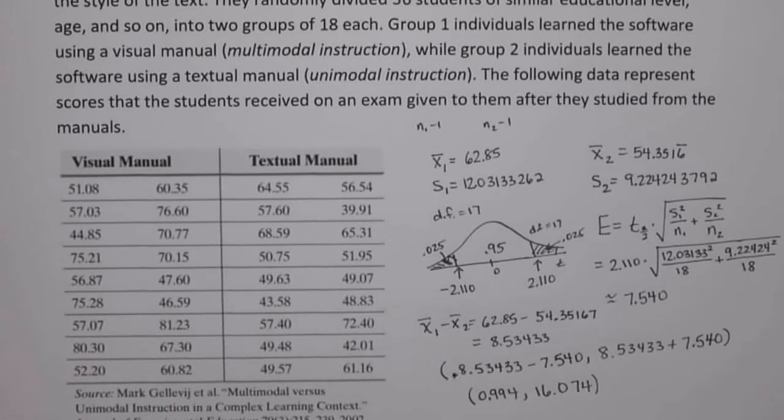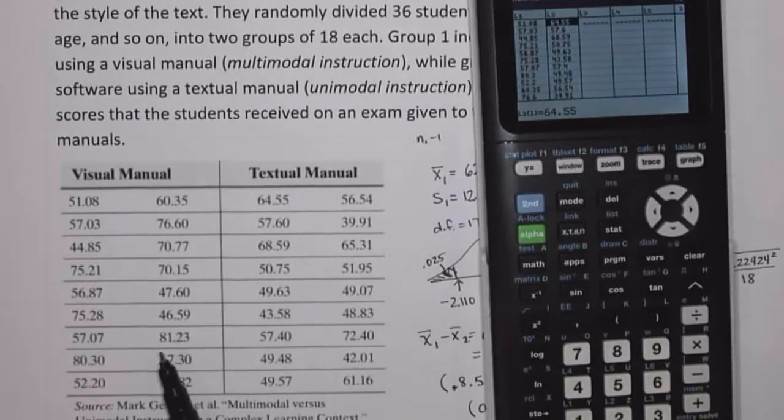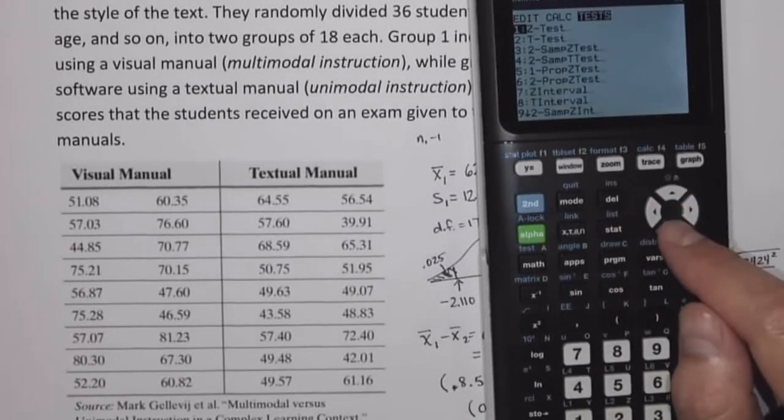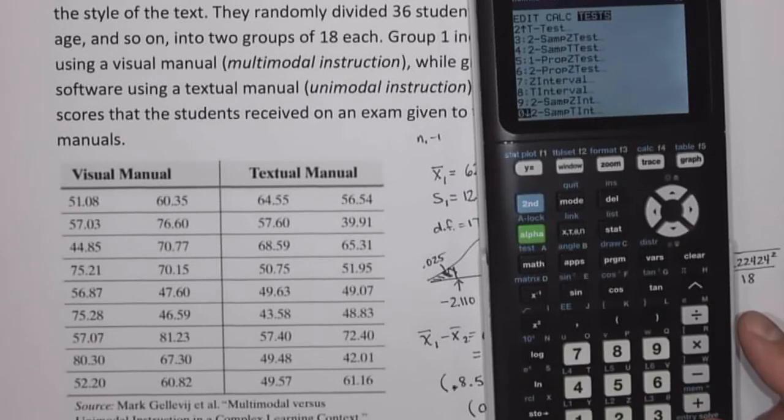Now, we can also do this directly on our calculator, and we can also do this directly in StatCrunch. So let's take a look at how to do that. I already showed you that I had this data entered into my calculator. I have the visual manual students, or group 1, in list 1, and I have the textual manual students, or group 2, in list 2. So if I go to Stat and Tests, in this particular case, we have a 2-sample T interval. That is option 0 on my calculator.